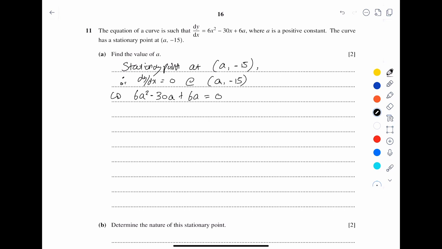Doing this gives 6a squared minus 30a plus 6a equals 0, which gives 6a times a minus 4 equals 0. This means a equals 4 or a equals 0, but of course it can't be both. Why? Because it tells us at the beginning that a must be a positive constant, and so therefore a is going to equal 4.